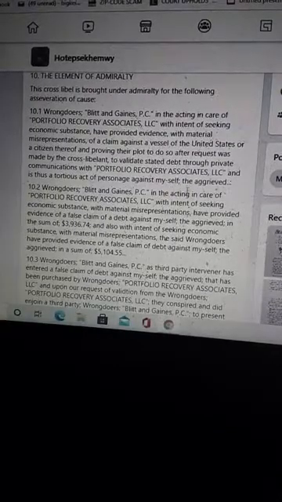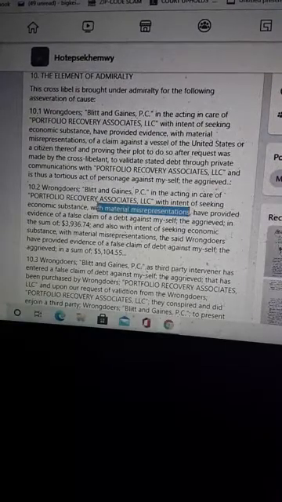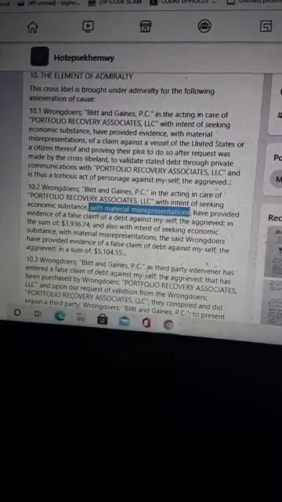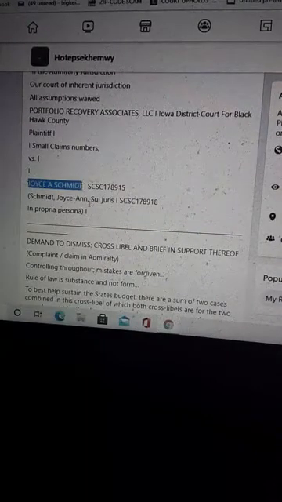Wrongdoers Blitten Gaines, acting in care of Portfolio Recoveries, with intent of seeking economic substance with material misrepresentations. The material misrepresentation is that they're still claiming a debt when a debt is impossible. They are making a claim of debt against the United States or a vessel of the United States by coming after the citizen as styled here.